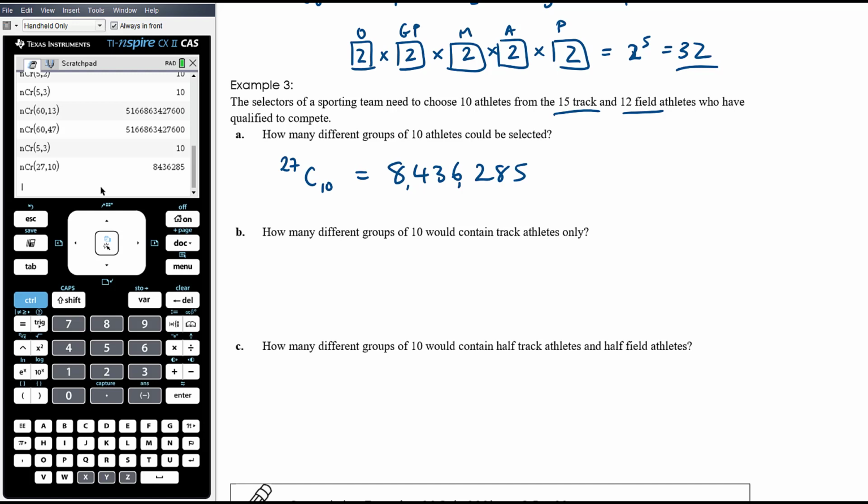Okay, so this time we're not selecting from the full 27, we're just selecting from the 15 track athletes. So if we only took a full team of 10 track athletes, we have 15 track athletes to choose from, it'd be 15 choose 10, and so that's only 3,003 different teams we could select. How many different groups of 10 would contain half track athletes and half field athletes?